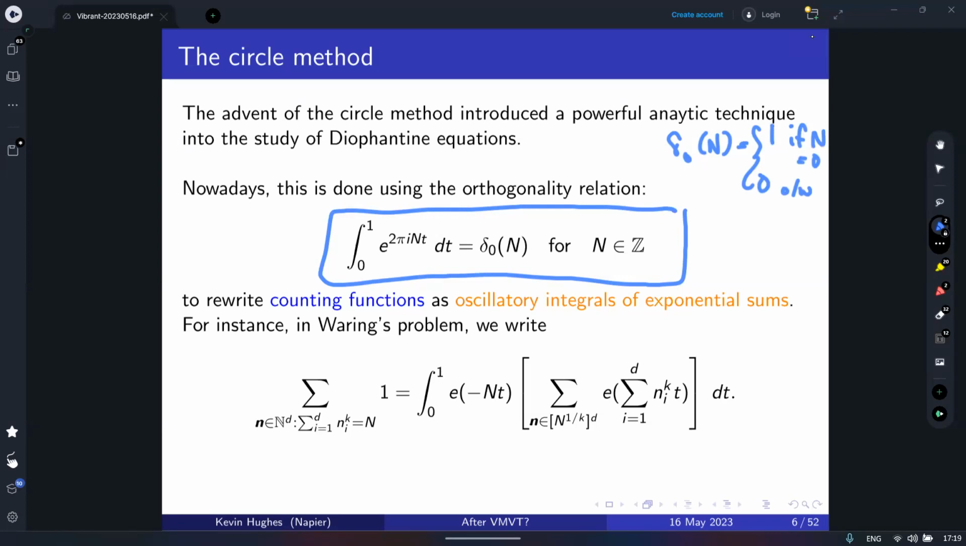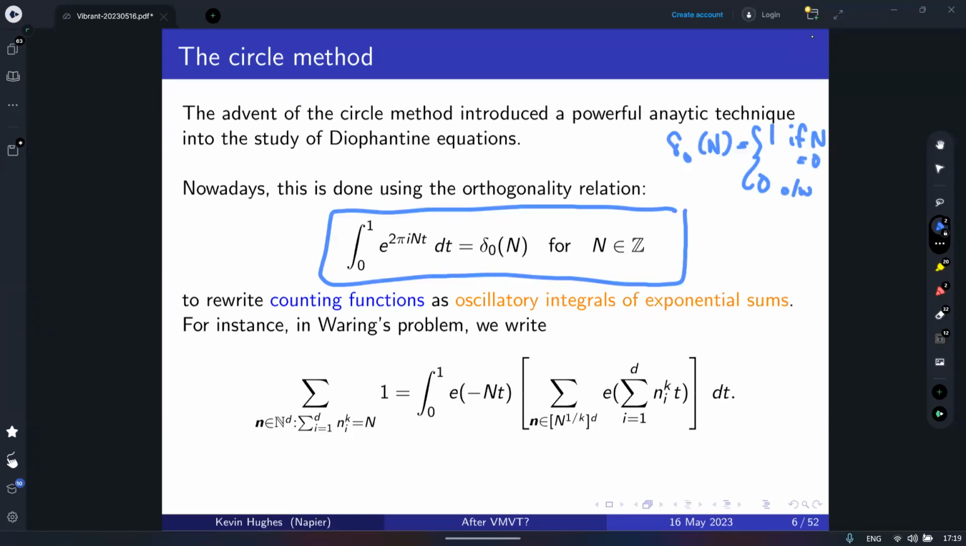All right, and that was their insight, to do that, but they didn't do it in quite this way. They actually used Cauchy's residue theorem to get a complex analytic formulation of this. But Vinogradov saw that you can really do things this way, and it's sort of become the standard since. So you can rewrite your counting functions as these oscillatory integrals of exponential sums.